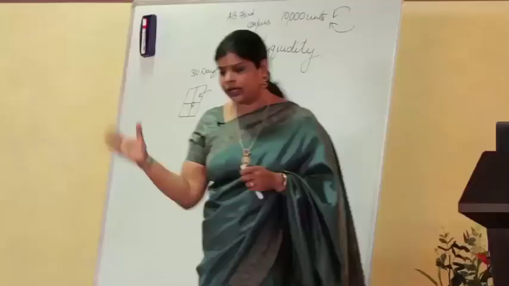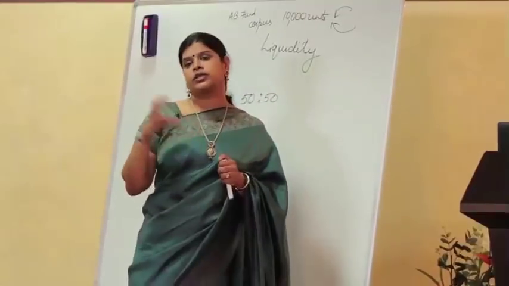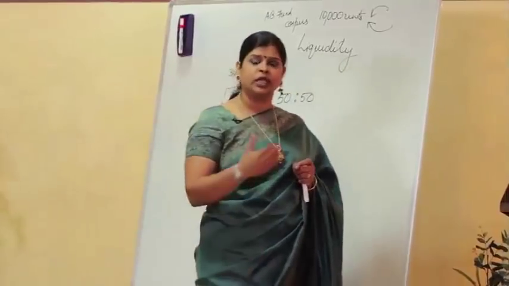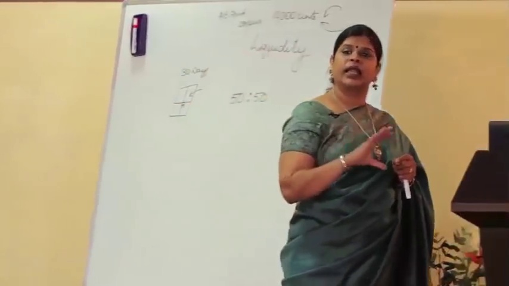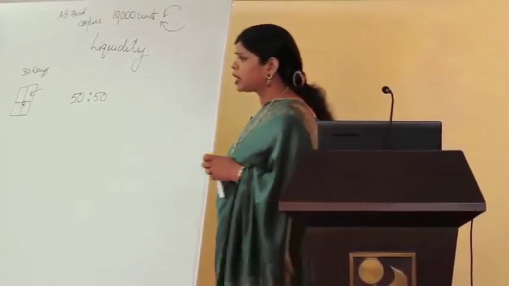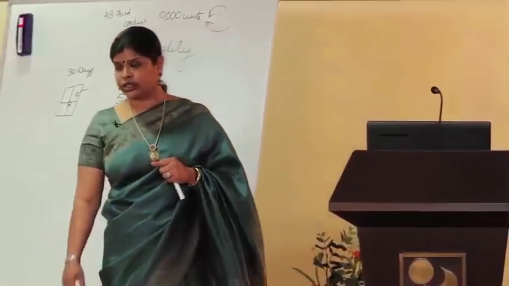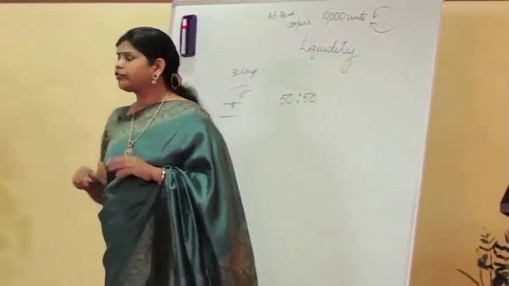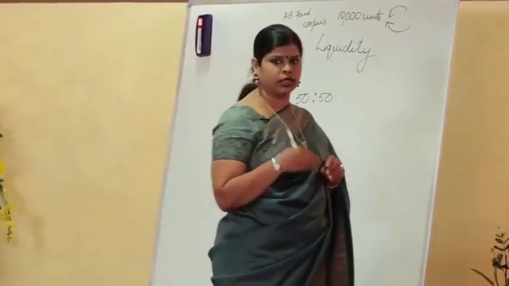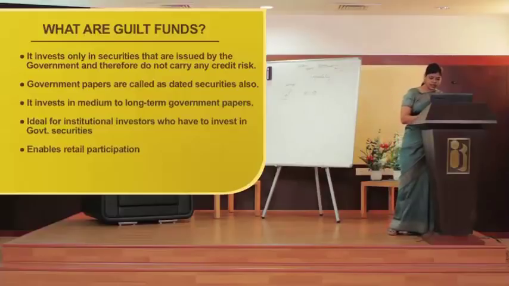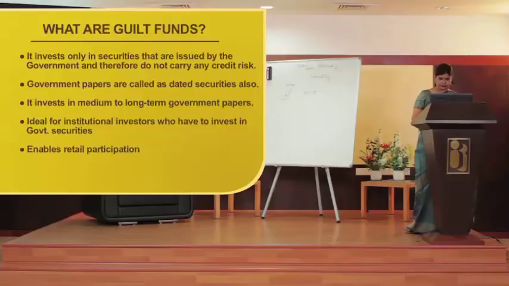When I talk about government securities, they are going to be purchased through this fund, so the credit risk is pretty low. It is in fact negligible. The government papers are also called dated securities, and the fund invests in medium to long term government papers. Ideal for institutional investors who are looking for security and liquidity, this can be the better choice. So they can go in for gilt funds.